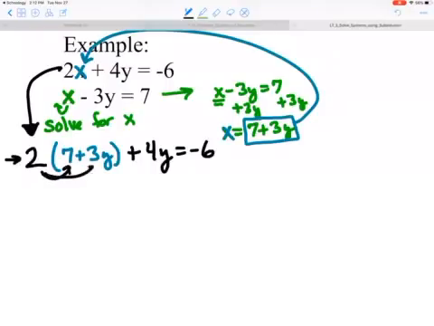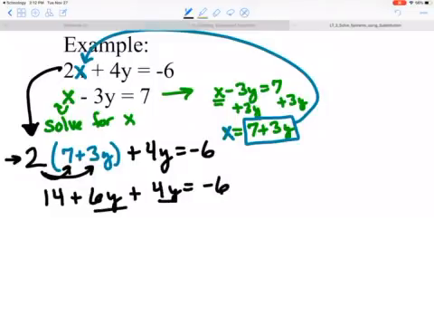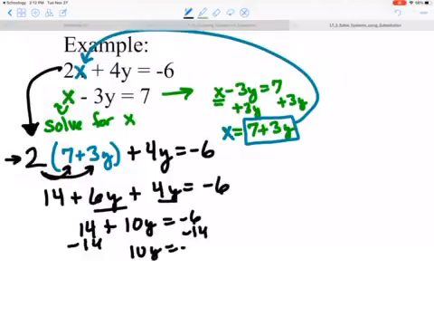So I have parentheses here. I must distribute over the addition. I get 2 times 7, 14, plus 6y plus 4y equals negative 6. Add the two like terms. Subtract 14. And divide by 10. So I get y equals negative 2. y is equal to negative 2.